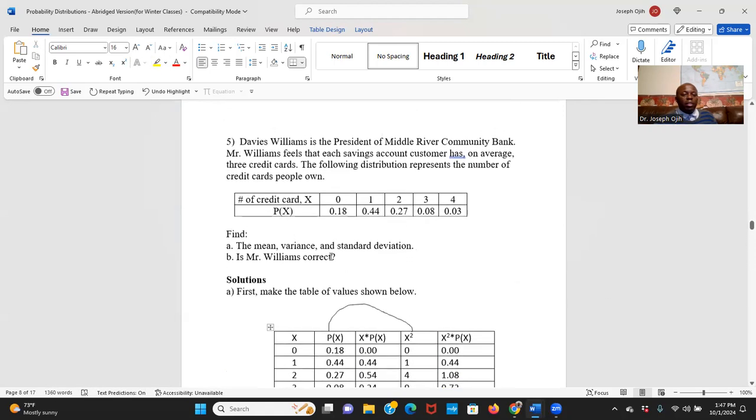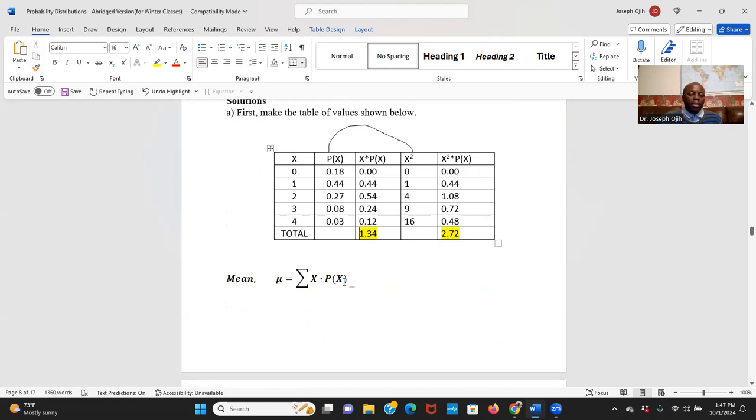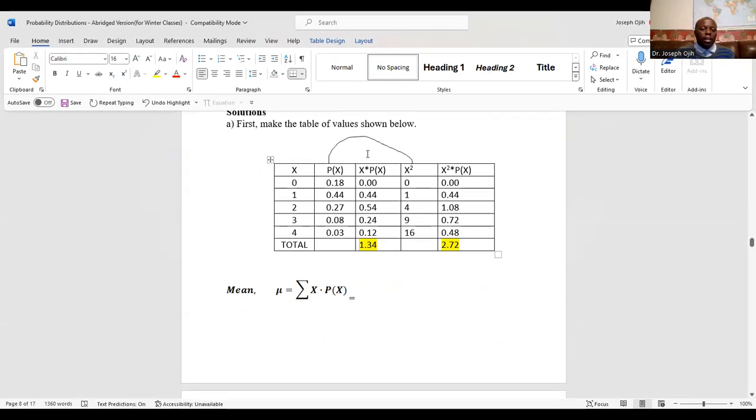So remember the question says, find the mean, variance, and standard deviation. The mean is the sum of x times px. This is x times px right here, and this is the sum. So the mean is 1.34. That means approximately 1 credit card.